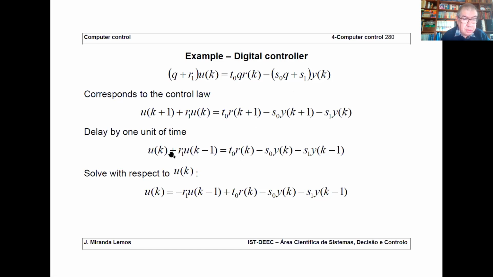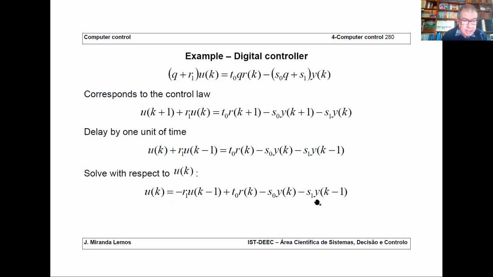Now, you solve it with respect to U of K. What does this mean? It means that your U of K is a linear combination of what? The control in the previous sample, the reference at the same sample that you know, the output at the same sample that you also know because you have read the signal from the AD converter, and the output at the previous sample that you have in memory.